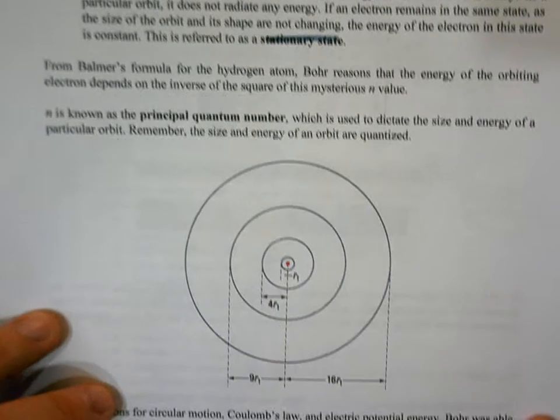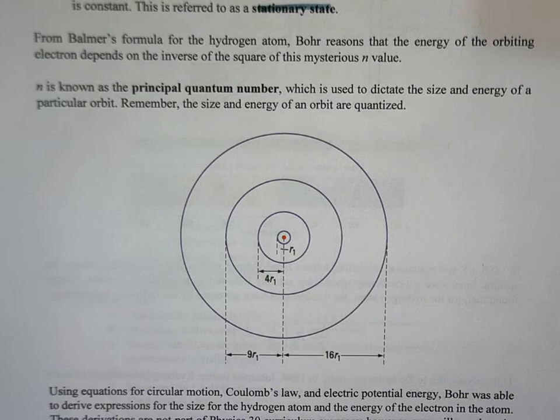Now, sometimes you may see this n number here. This n is referred to as the principal quantum number. It basically just tells us the size and energy of a particular orbit. Now, those of you that end up doing first year chemistry in university, you're going to go a lot more in depth with this. You're going to start talking about the Balmer formula and the Rydberg constant and all that. We're not touching on that. This is just to scratch the surface a little bit.